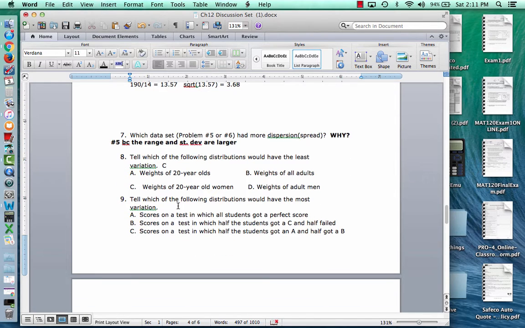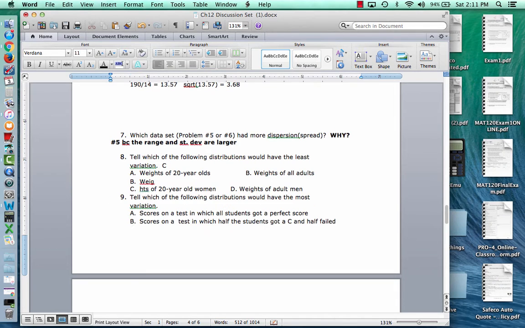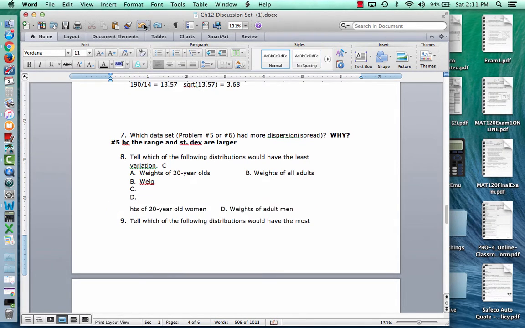It says, this one says, which one would have the most variation? I don't know what I'm doing here. I don't know what happened there. Oh dear.